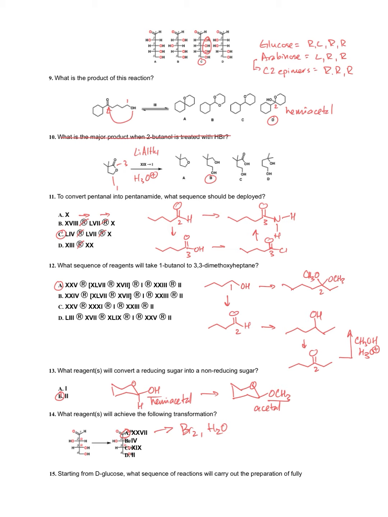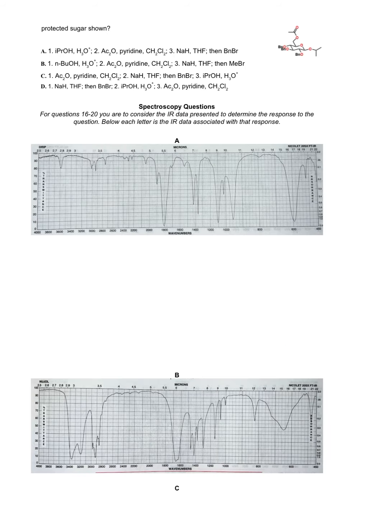Starting from D-glucose, what sequence of reactions will carry out the preparation of the fully protected sugar shown? So this is sequence A. So the anomeric C1 we need to treat with isopropanol under acidic conditions. Now we have the remaining alcohols. We have 1 primary, 3 secondary. So the primary is going to go first, so that's the acetylation with acetic anhydride.